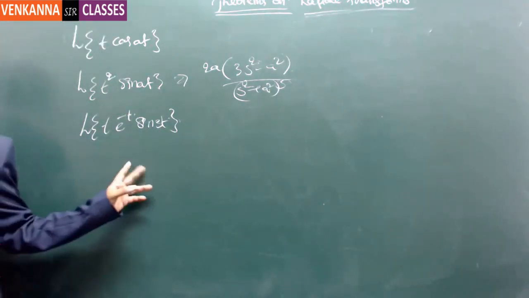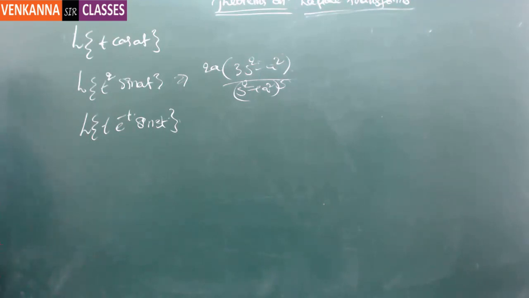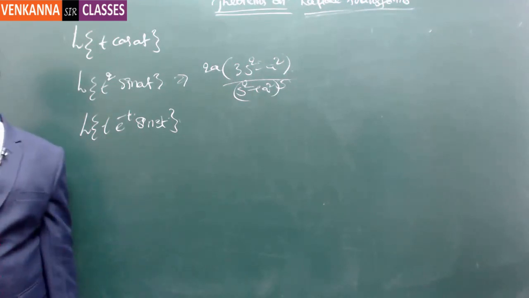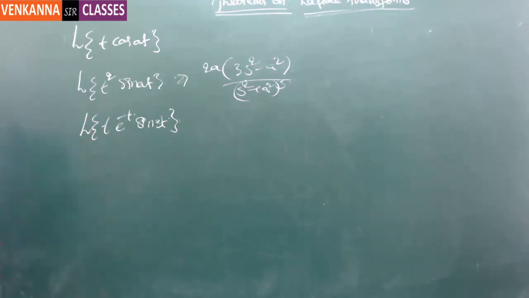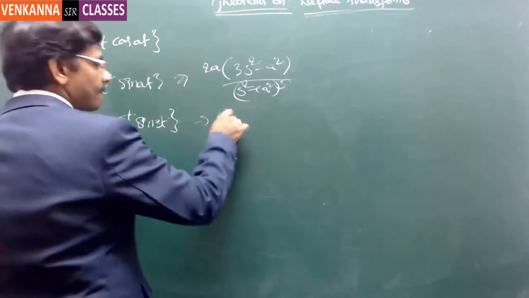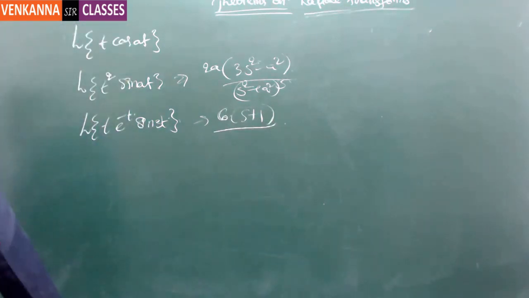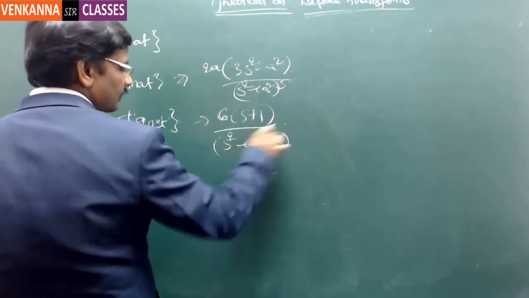Find the Laplace transform of the last one, t into e power minus t into sin 3t. Yeah, that's correct. We have to use the first shifting property for this. The answer is 6 times s plus 1. I think it's a wrong answer. What do you have here? 6 times s plus 1 divided by s square plus 2s plus 10 whole square. This is the answer.